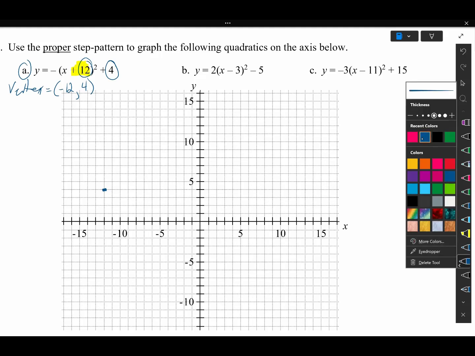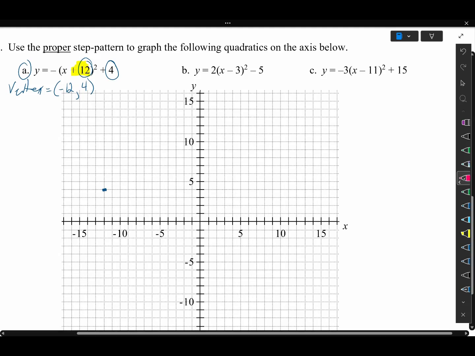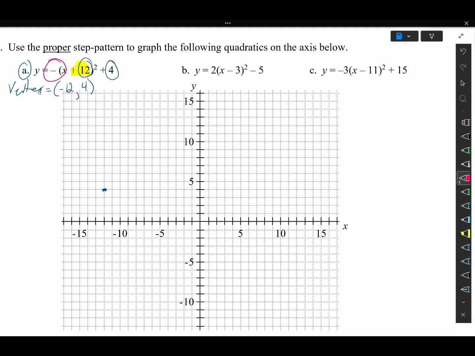Now we need to use this step pattern. Now, is there an upgrade to this step pattern? No, there's no number in front. So we're sticking with our regular step pattern, but we're aware that this parabola is opening down. Okay, so we're going over 1, down 1.